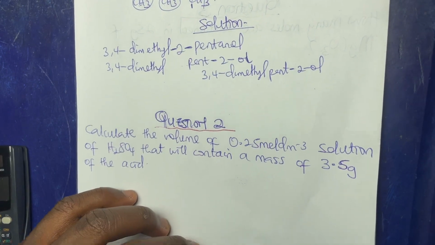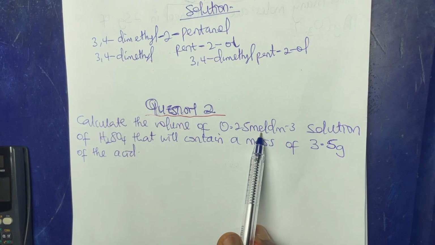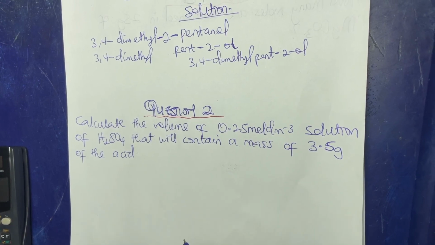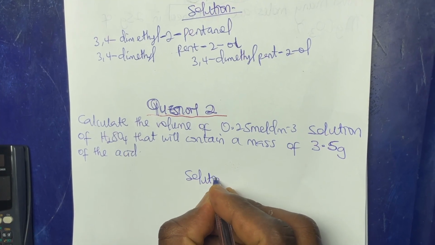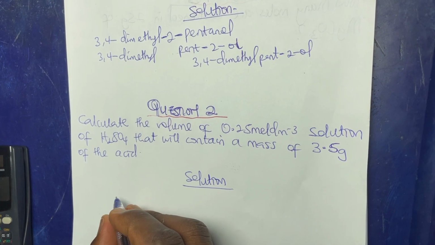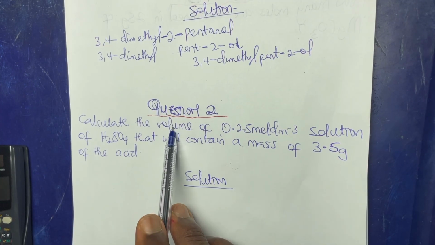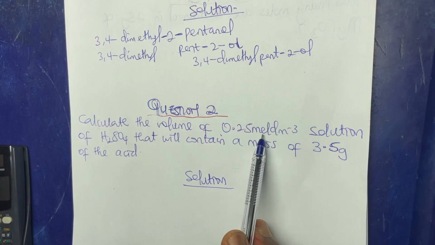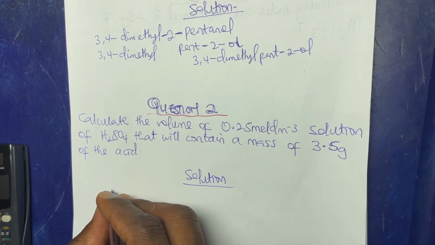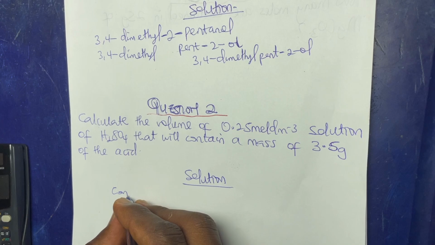Okay, now let's move to question number 2. Question number 2 says that we should calculate the volume of 0.25 mole per dm cube solution of H2SO4 that will contain a mass of 3.5 gram of the acid. Okay, so the solution here is going to be, you can write concentration, or you write solubility, any one of the two.